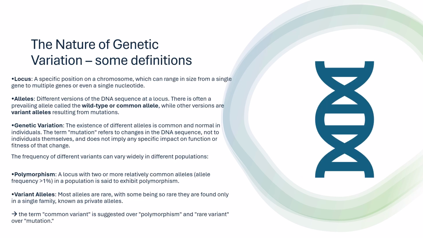Before we move forward, we will set some definitions. The locus is a specific position on a chromosome. So it is a segment of the chromosome with a specific address. And it can range in size from a single gene to multiple genes to a single nucleotide.